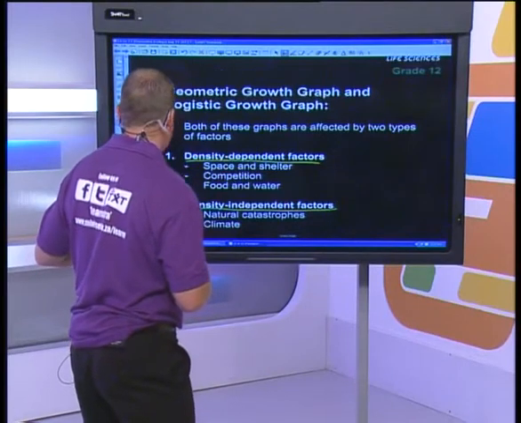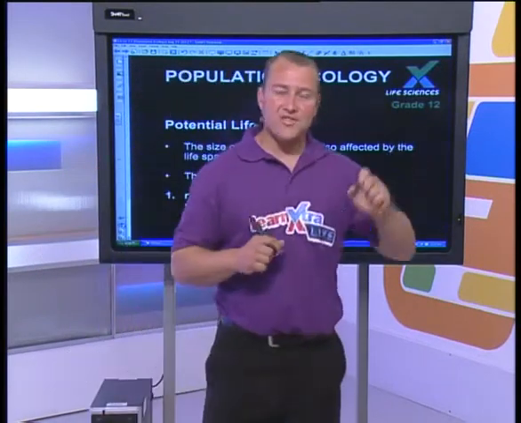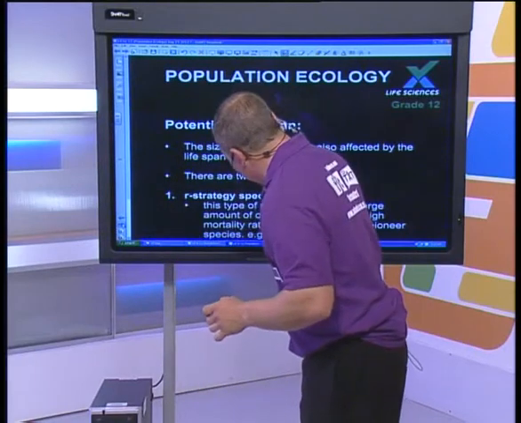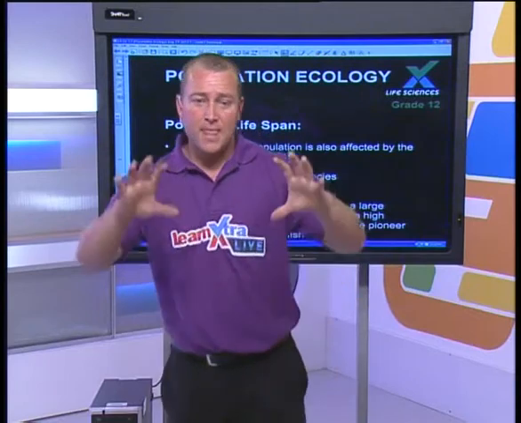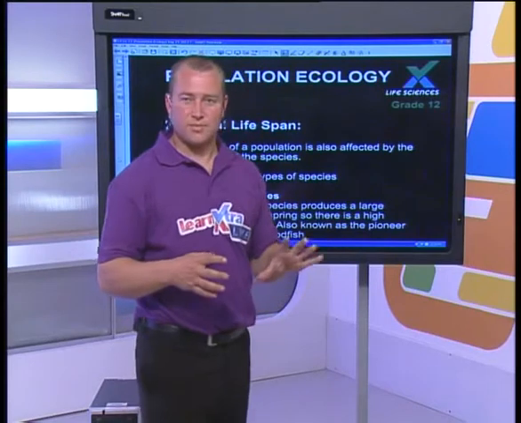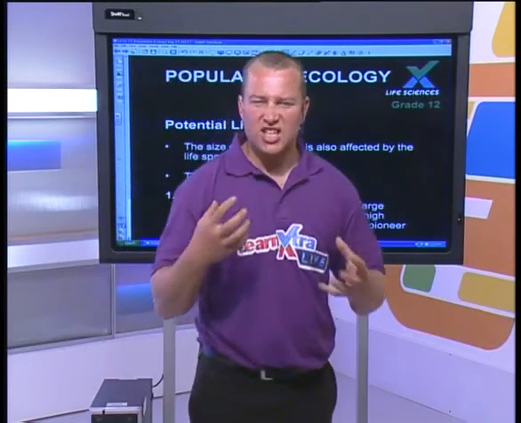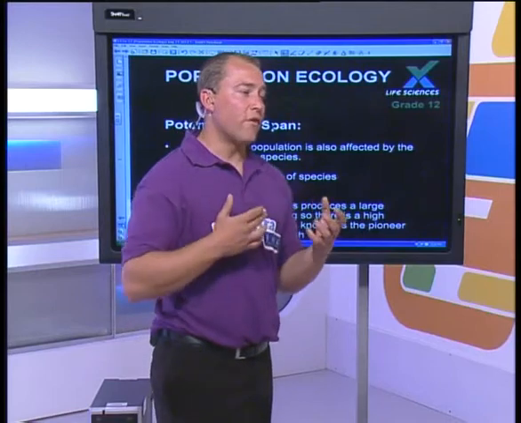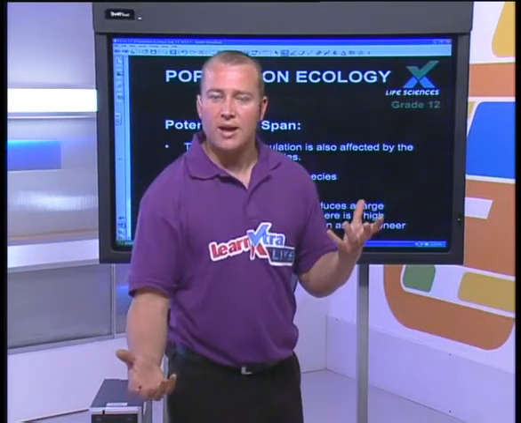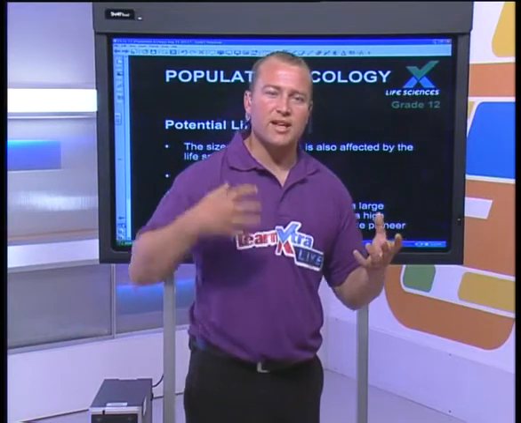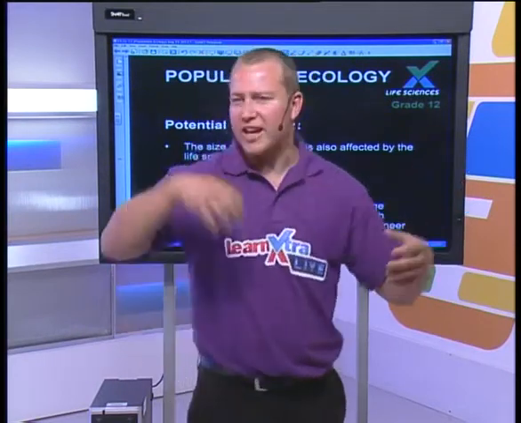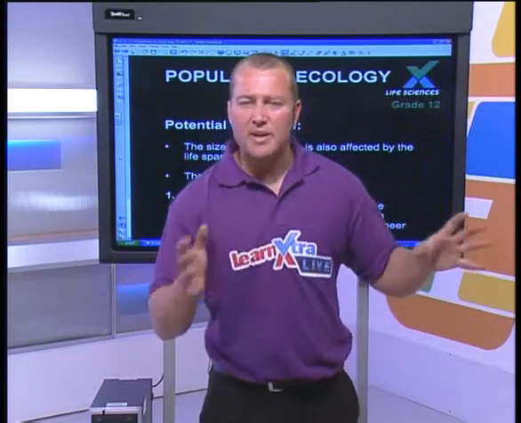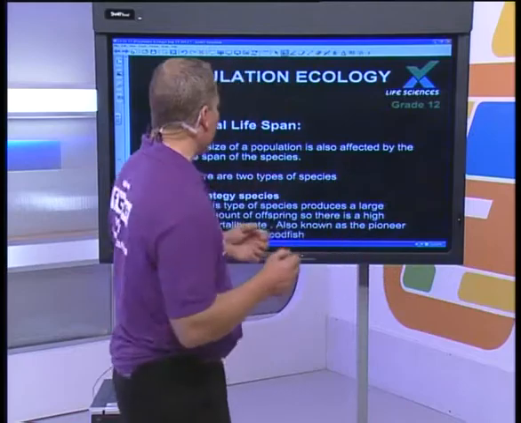Now, if I have a look at the next part, lifespan. We've just spoken about dependent and independent factors. Those affect the lifespan of individuals. But lifespan of individuals is actually quite important because the lifespan of humans is different to the lifespan of fish, for instance. Now why is that? You get different strategies. You get an R strategy and you get a K strategy, and then you get one in the middle that has a bit of both. Now, what are they? That is the big question.